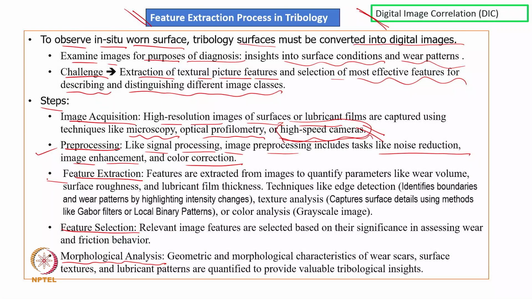Coming to the feature extraction, we need to extract the features we want. It can be wear volume, it can be surface roughness. Of course, we know that if the surface roughness is extracted, wear volume can be calculated, or sometimes you want to find out the film thickness on the surface itself, that can be extracted. Here, when we talk of the film thickness, we need to connect with the earlier images also, so that's important. There are a number of techniques, the edge detection technique, texture analysis technique, or color analysis technique, that can be utilized for the feature extraction.